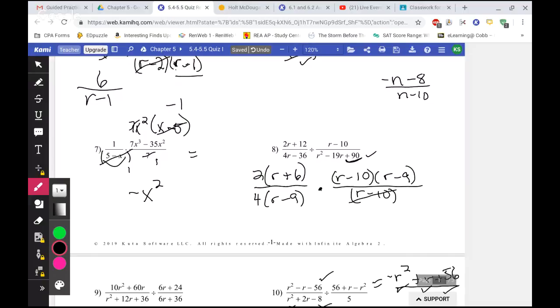And I know that I can cancel vertically or diagonally. So vertically, I've got r minus 10 over r minus 10, so those cancel. Diagonally, I've got r minus 9 and r minus 9. So that would just be 2r plus 6, 2 times r plus 6 over 4? Well, the 2 and the 4 actually reduce. That's going to be 1 and 2. So on the top, I have r plus 6, and then on the bottom, I have a 2. And that's my final answer.